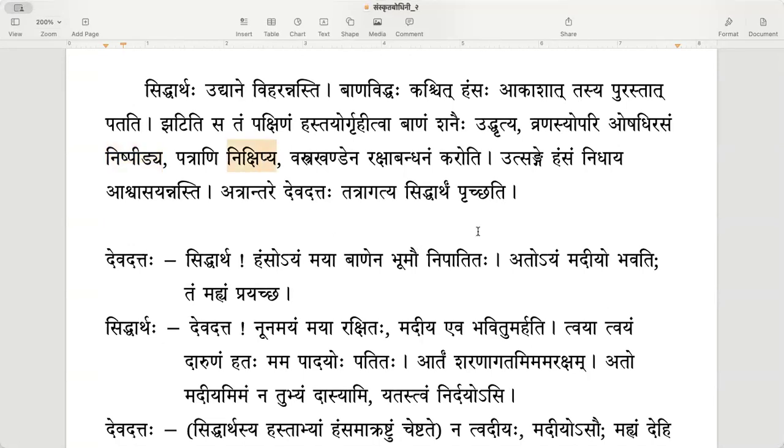Nikshipya, just ni upasarga purvaka kship dhatu, lyap again. Is it nis, nir, dus, dur? Ni ityapi nis, nir, dus, dur, so ni is just plain ni, it is not there. So one of those has changed into that. Okay, that's what I think.